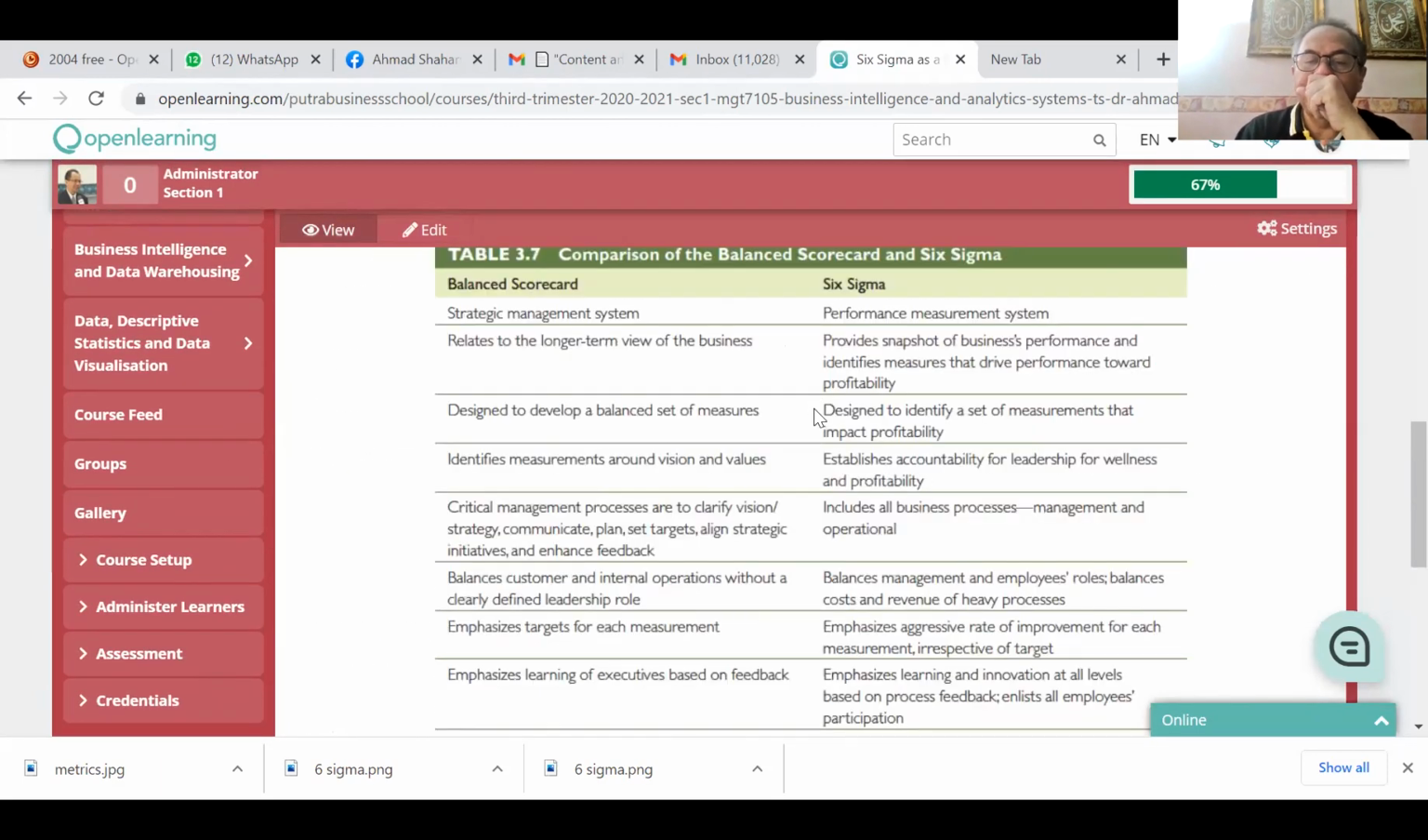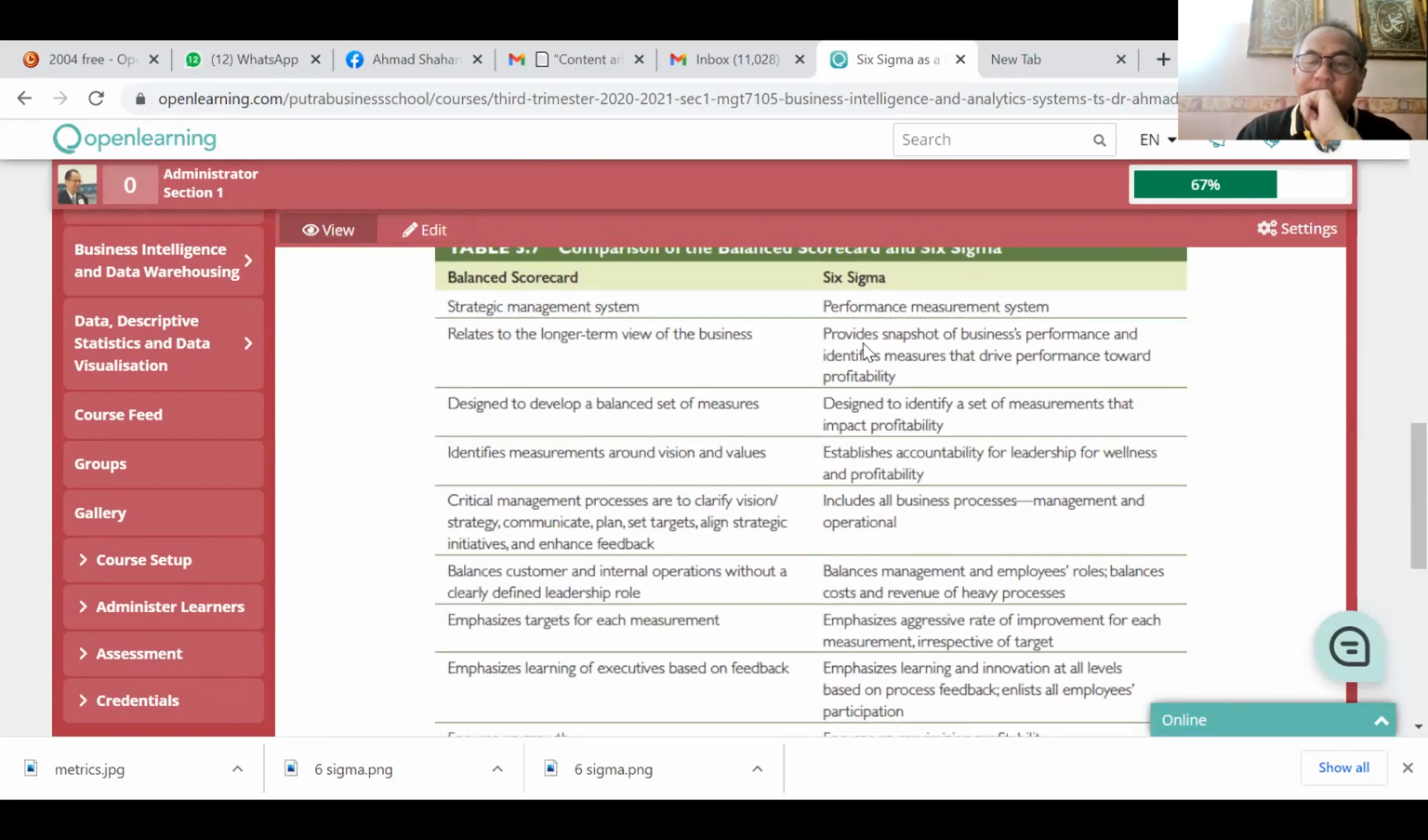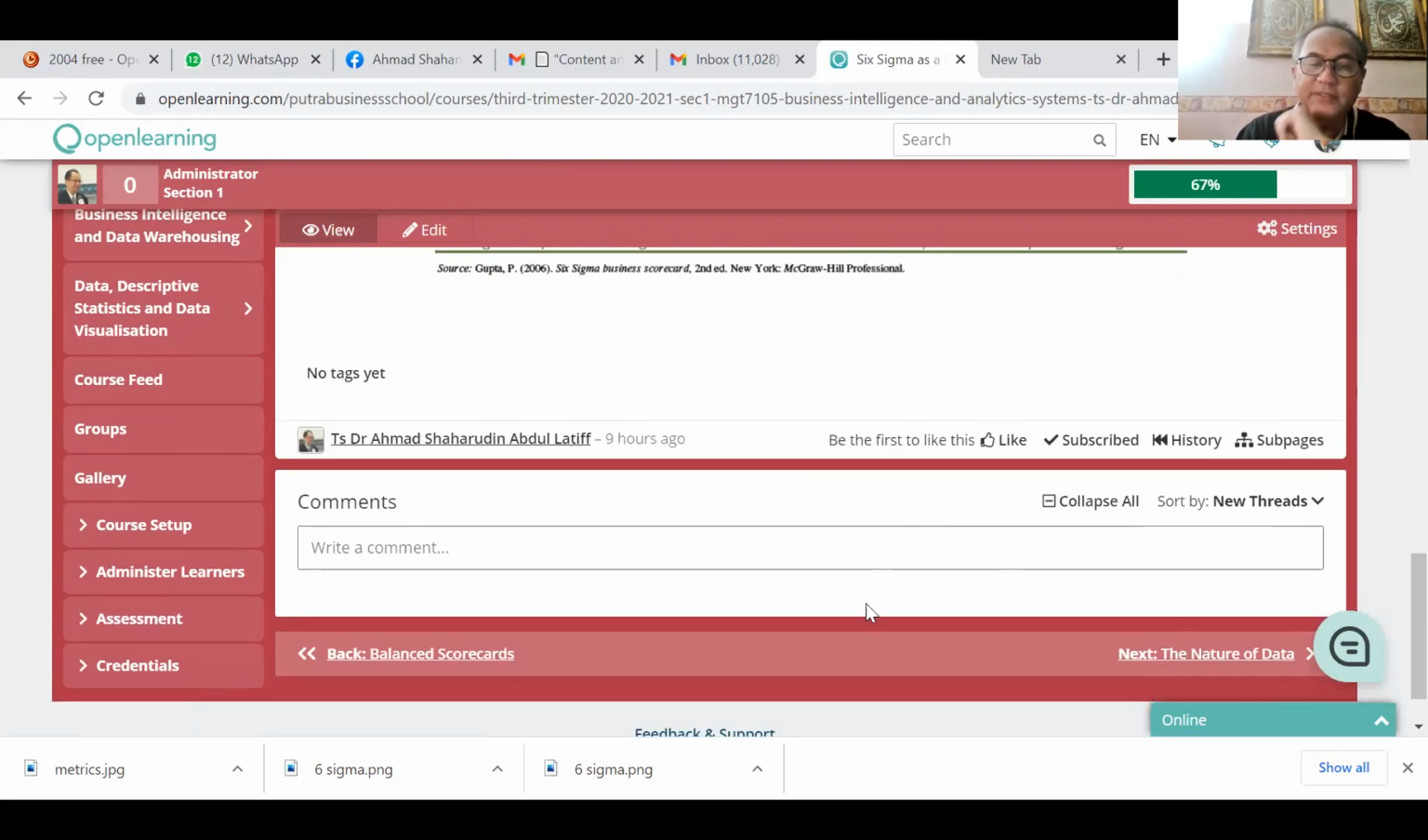Okay, this is Six Sigma. This is the comparison between balanced scorecard and Six Sigma. Any question?